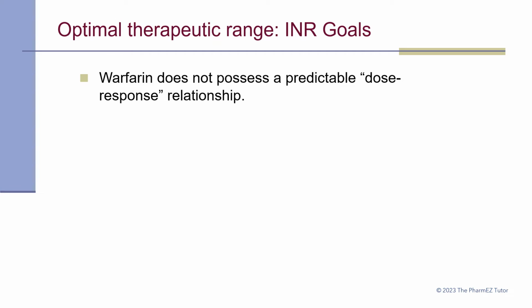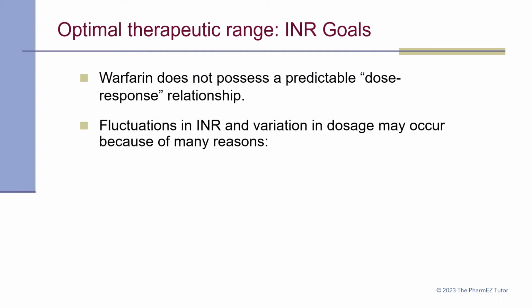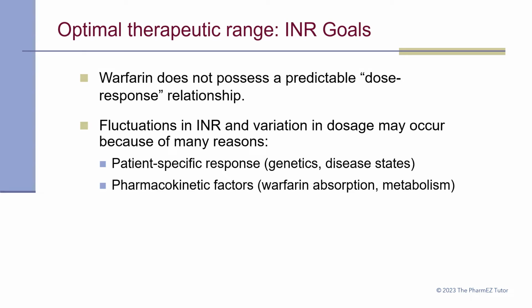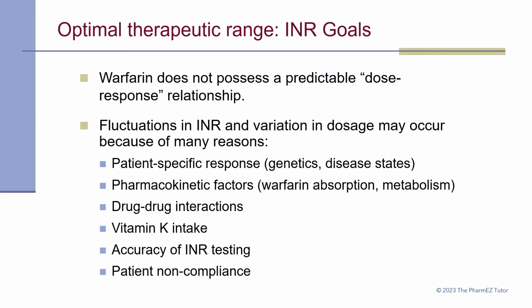Warfarin does not possess a predictable dose-response relationship. Fluctuations in the INR and variation in dosage may occur because of many reasons. It could be due to patient-specific response, due to genetics or disease states, pharmacokinetic factors such as warfarin absorption and metabolism, drug-drug interactions, vitamin K intake, accuracy of INR testing, and patient noncompliance.